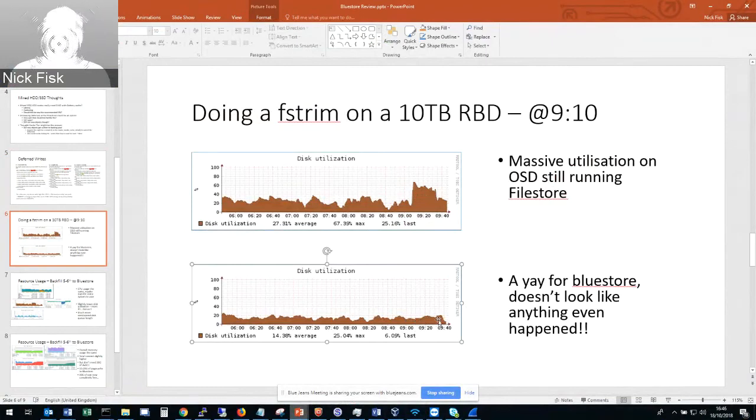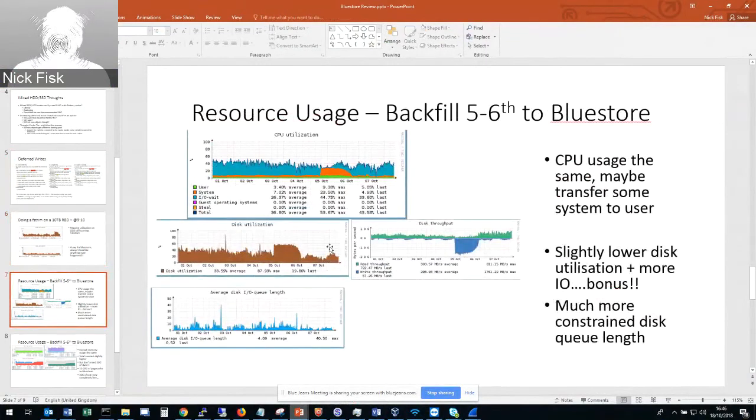You didn't even really notice anything was going on. So I'm guessing that's some enhancements in the way that RocksDB has been used to manage all the metadata rather than LevelDB sitting on the spinning disk. So that's been a massive improvement. I've also got some graphs showing the resource usage before and after, going from FileStore to BlueStore.